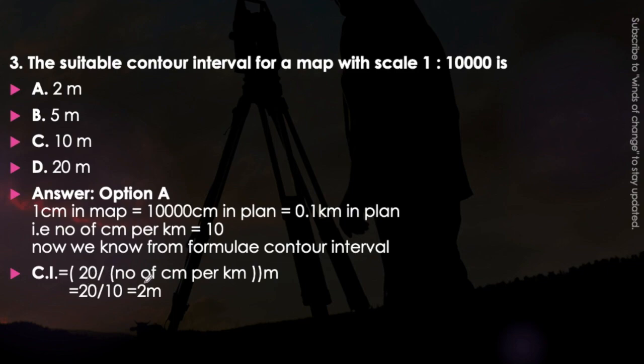The formula is 20 upon number of centimeter per kilometer, which is the contour interval. According to this, first of all we have to find out number of centimeter per kilometer. In this, the scale is 1:10,000. So 1 centimeter in map is equal to 10,000 centimeter, that is 0.1 kilometer in the plan. So number of centimeter per kilometer will be 10, and since we know the formula, that is 20 upon number of centimeter per kilometer, it will be 20 upon 10, that is it will be 2 meter. So contour interval will be 2 meter in the case of the map of scale of 1:10,000. Memorize this formula, it is important.